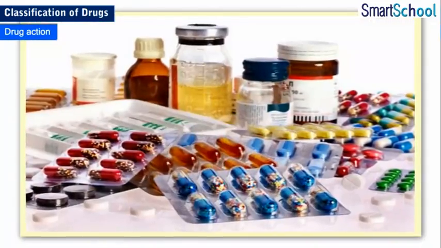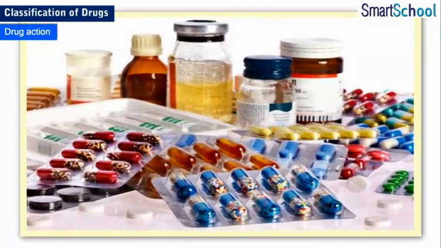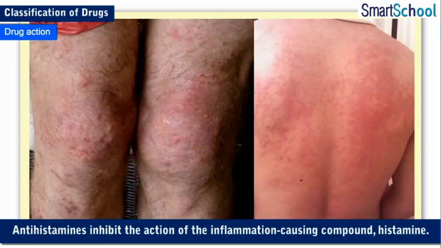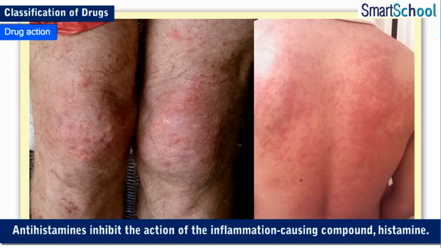Drugs can also be classified on the basis of their action on a particular biochemical process. For example, antihistamines inhibit the action of the inflammation causing compound histamine.